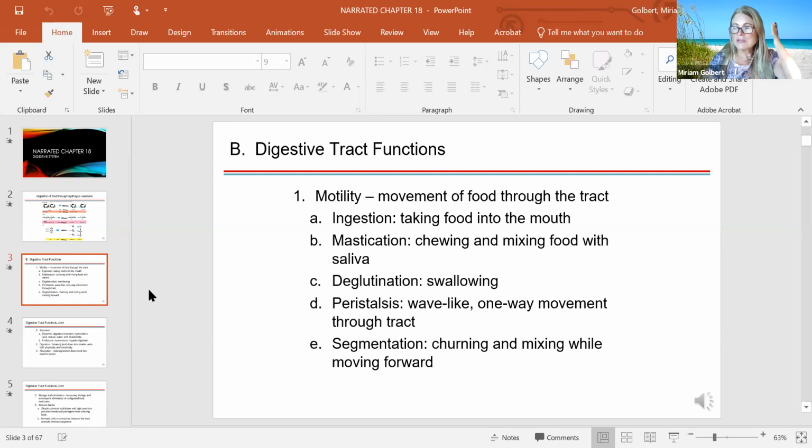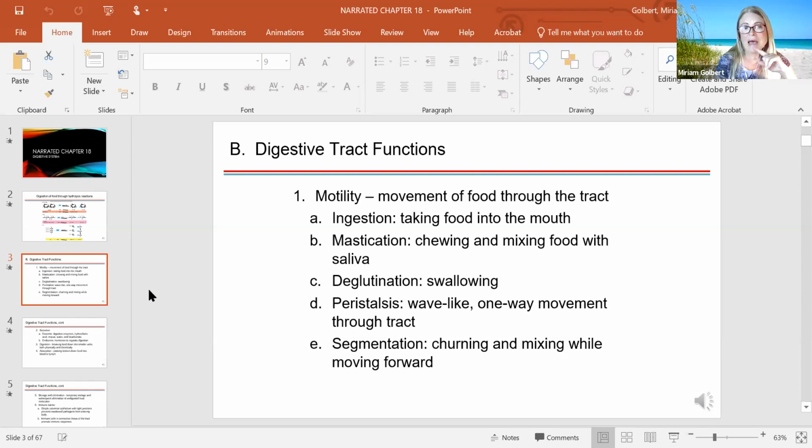So what do we do in our digestive tract? Well, we do a lot of motility, right? How do we move things through the digestive tract? So we call the digestive tract also the GI tract or gastrointestinal tract. It's one tube that has connections with the external environment on both ends. And it's the only system that does that, right?